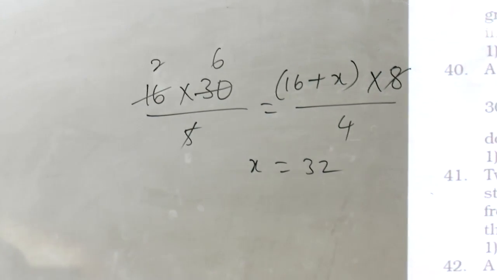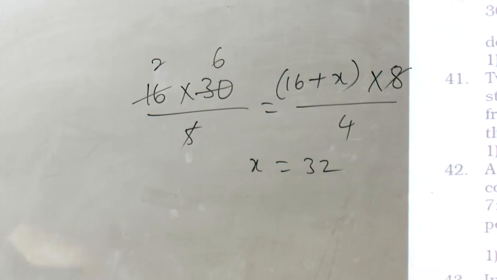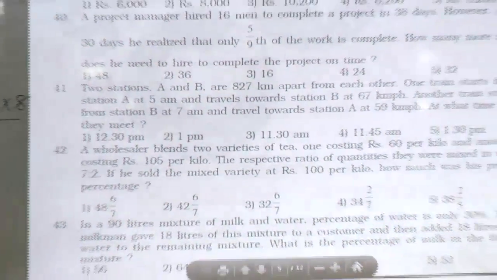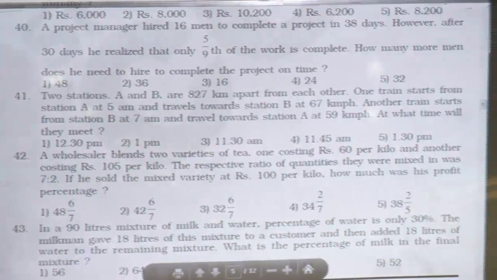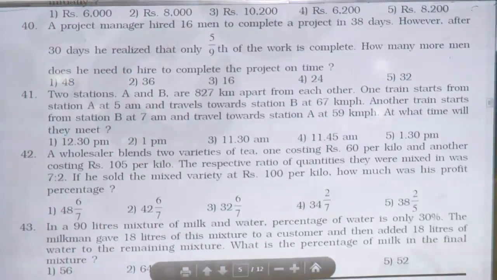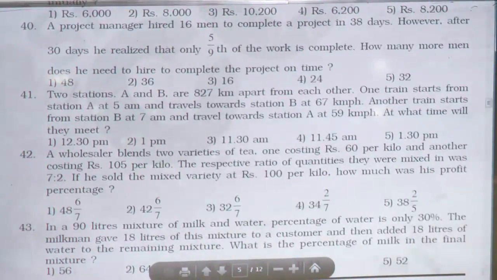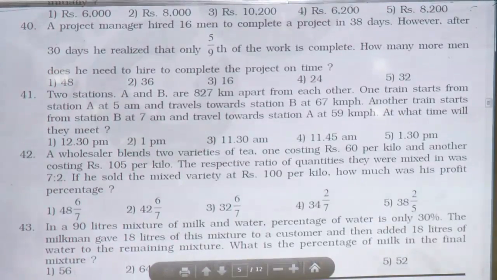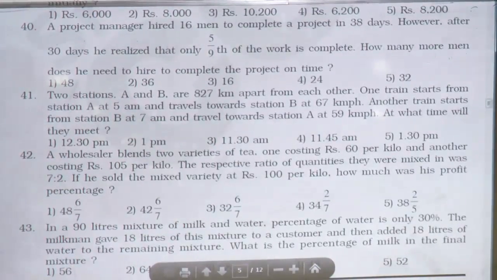Next. 41. Two stations A and B are 827 kilometers apart from each other, which is the distance between the two places. One train starts from station A at 5 AM and travels towards station B at 67 km per hour. Another train starts from B at 7 AM and travels towards station A at 59 km per hour. At what time will they meet?